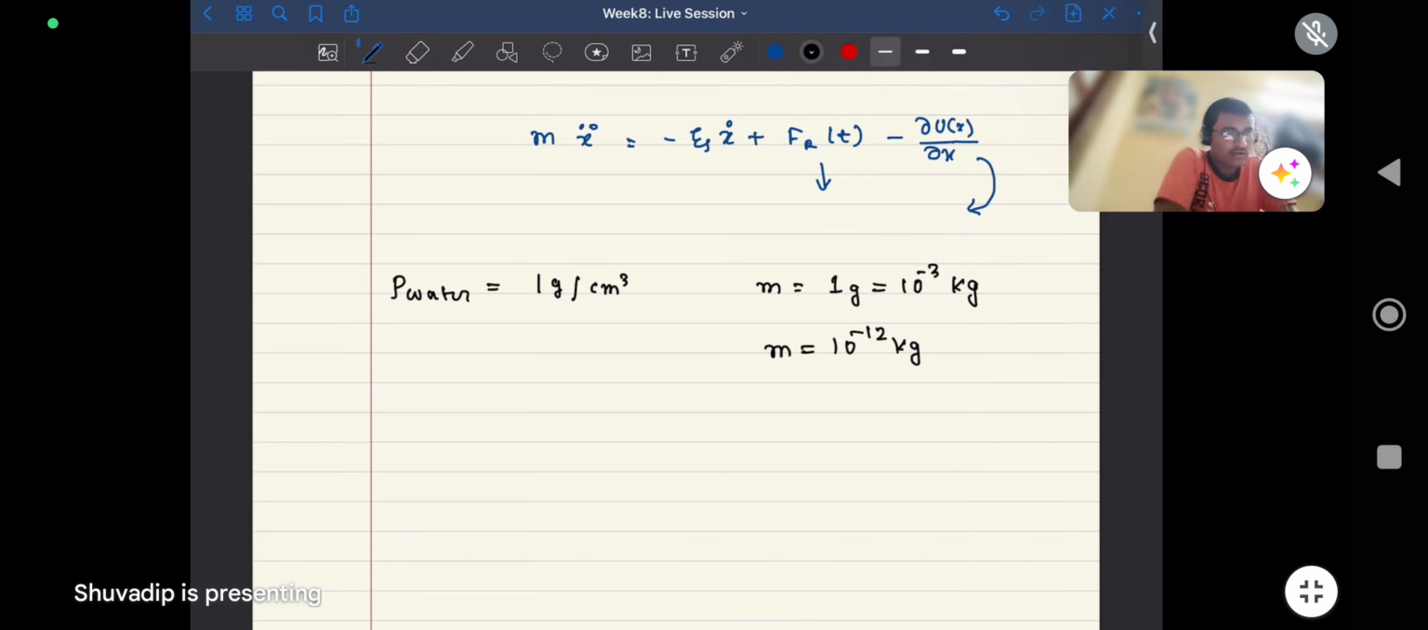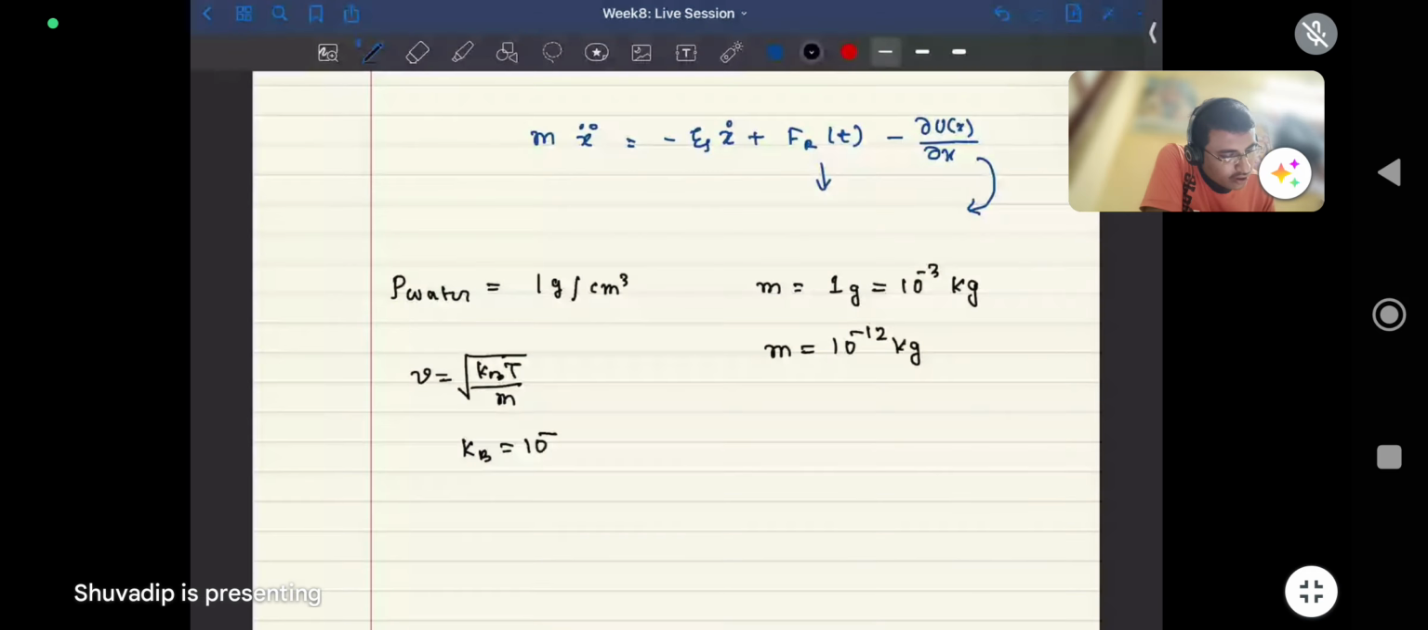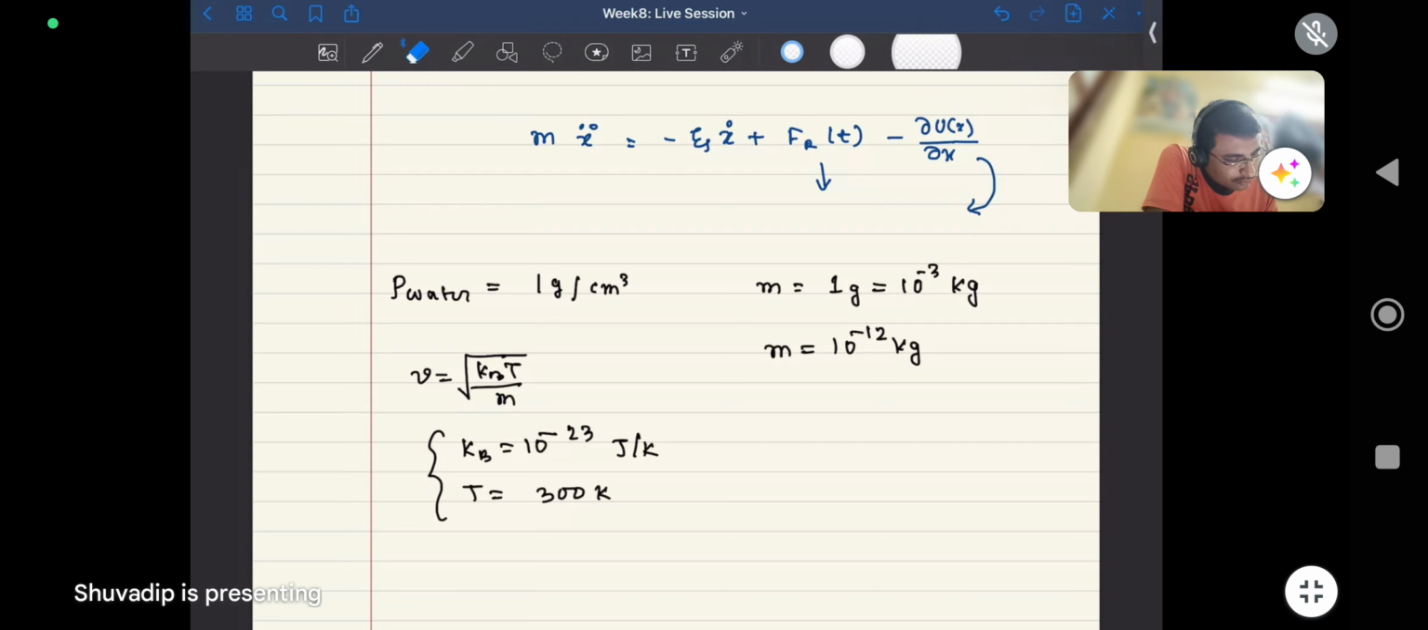Yeah, so how did we calculate the velocity in that scenario? We know that v is root over k_B T by m. So k_B is 10^-23 joule per Kelvin, and T is 300 Kelvin, something like this. And for m, you have to put two different masses here. From that you can get the velocity for two different cases. Suppose this is m1, this is m2, you will get v1 and v2.